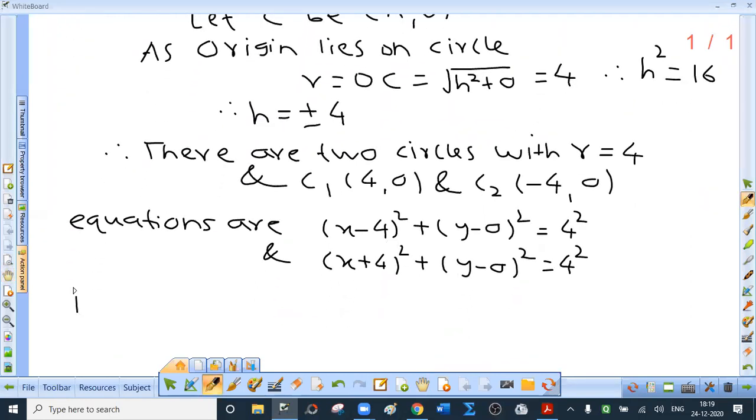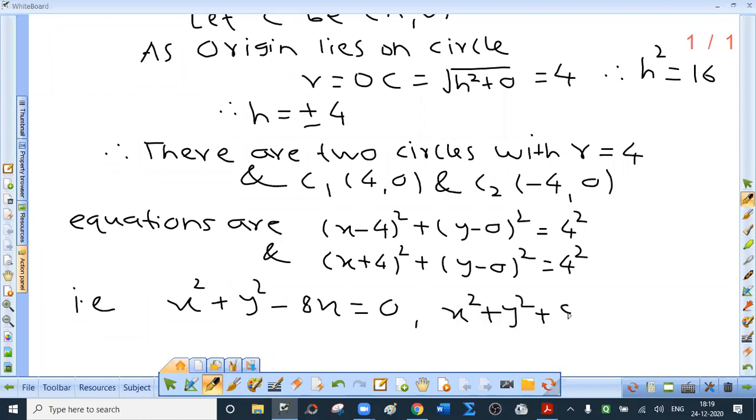So simplify. So x square plus y square minus 8x, now 16 gets cancelled, equal to 0, or x square plus y square plus 8x equal to 0. Now you can club these two. So x square plus y square plus or minus 8x equal to 0. That's it.